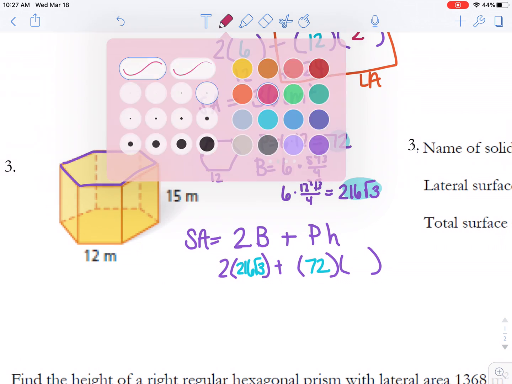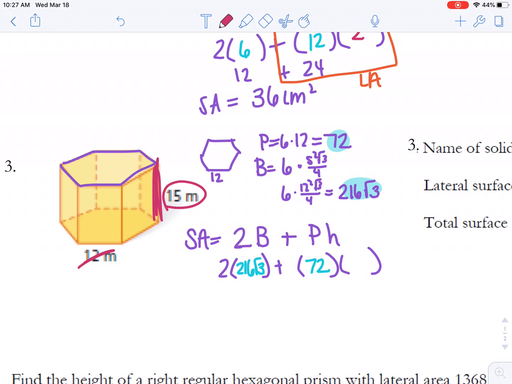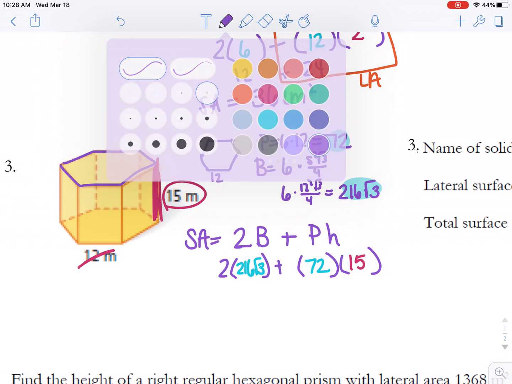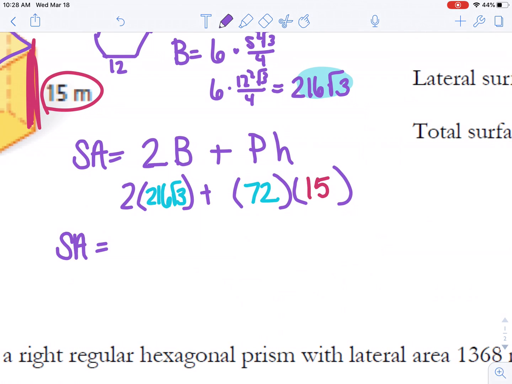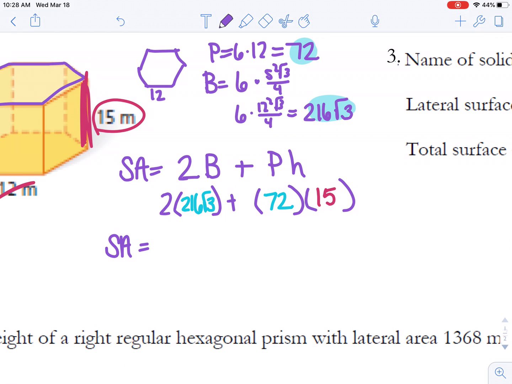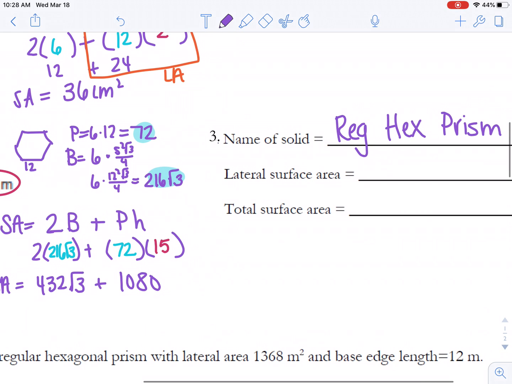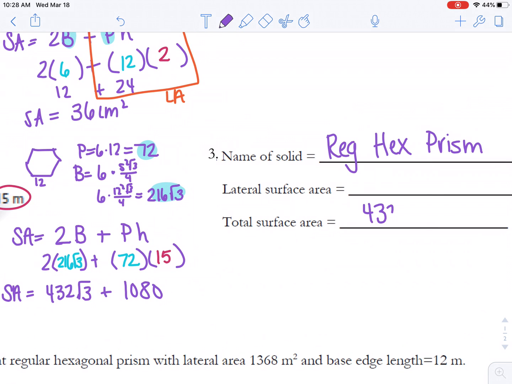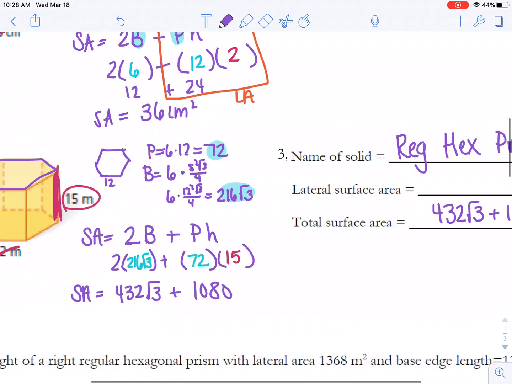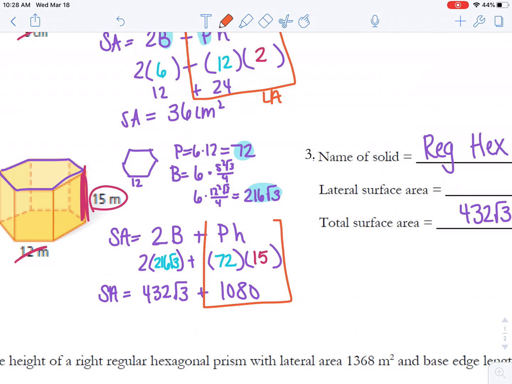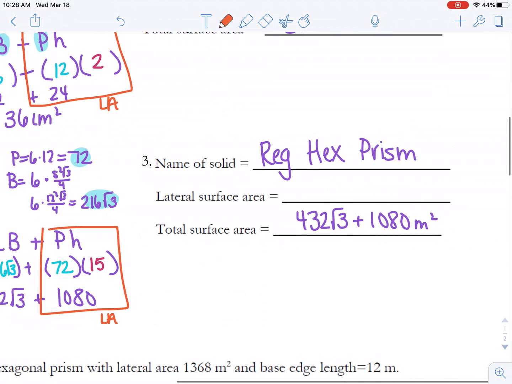We go back to our diagram and cross off the 12. The only value left over is 15. That's the distance between those two bases. And now we compute. So our total surface area, 2 times 216 is 432 root 3, plus the 72 times 15 is 1080. We can't add these together because they're not like terms, so we're going to leave them separate, and that's going to be our total surface area. 432 root 3 plus 1080 square meters. And then again, we go back into our work, we ignore the bases, and we're just focusing on the lateral area, which is 1,080 square meters.